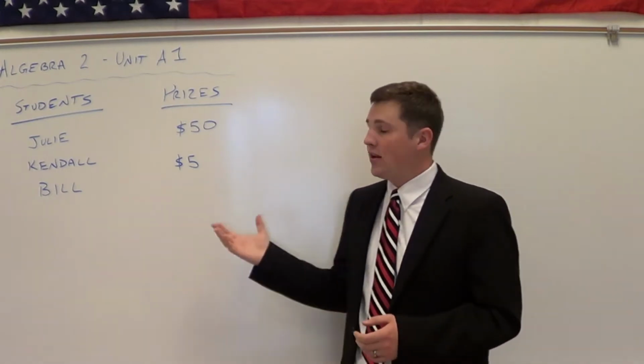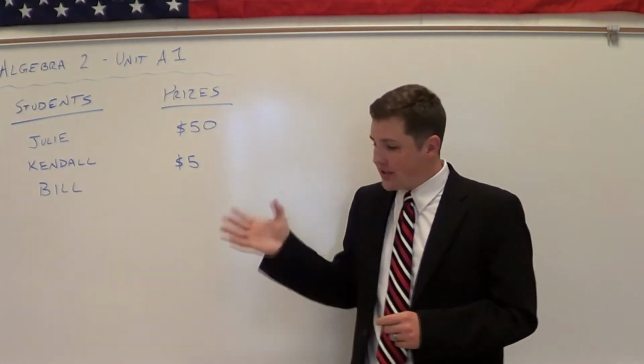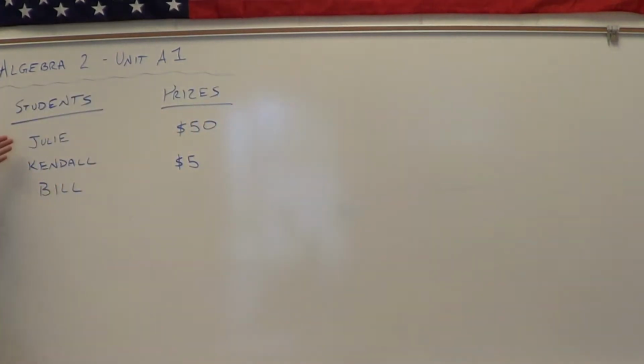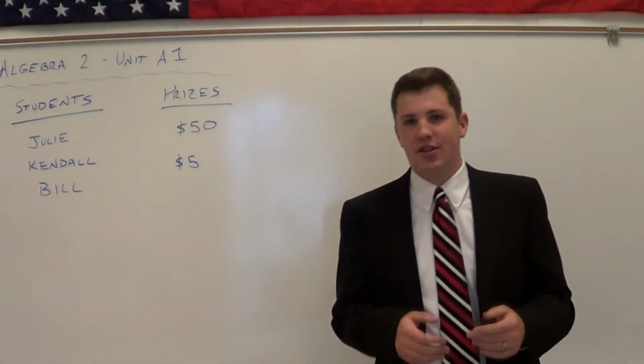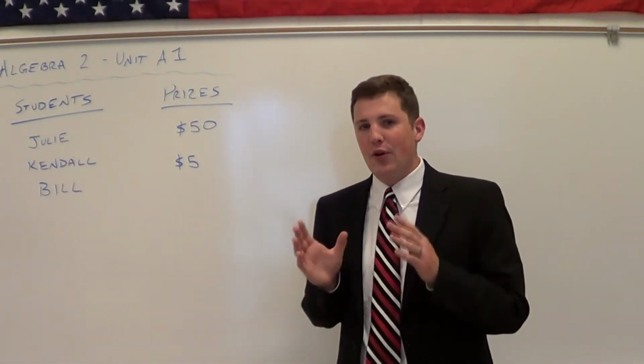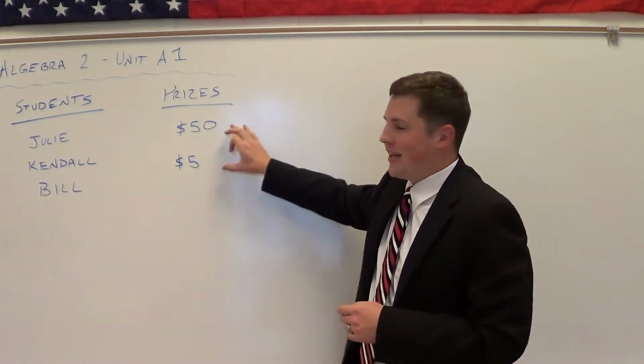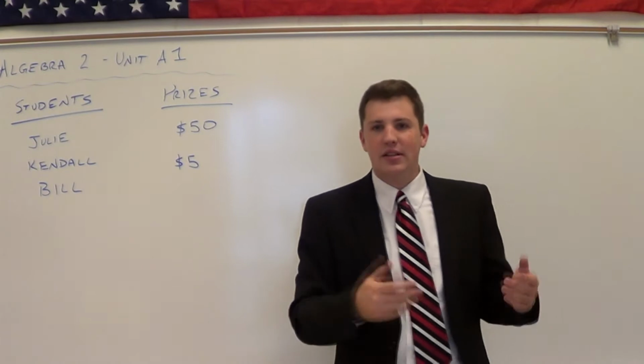We're going to jump right in with an example. In this example, there are students who are going to receive a prize. There are 3 students, Julie, Kendall, and Bill, and there are 2 prizes that they could win, $50 and $5. Here's the question: how many different ways could these 3 students be placed into these 2 prizes? Let's figure it out.